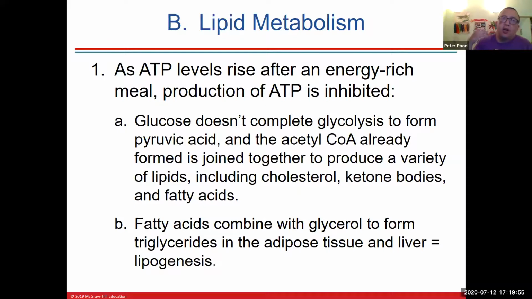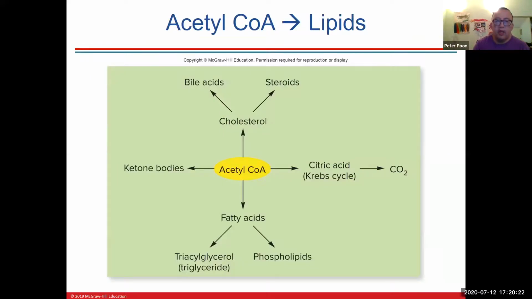Okay. So ATP levels rise after an energy-rich meal, and ATP actually inhibits glycolysis. Okay. So glucose doesn't complete glycolysis, and then acetyl-CoA is already formed, and so you build lipids. Okay. So acetyl-CoA can go form cholesterol, which forms steroids and bile acids. They form fatty acids for triglycerides, okay, or phospholipids for cell membranes.